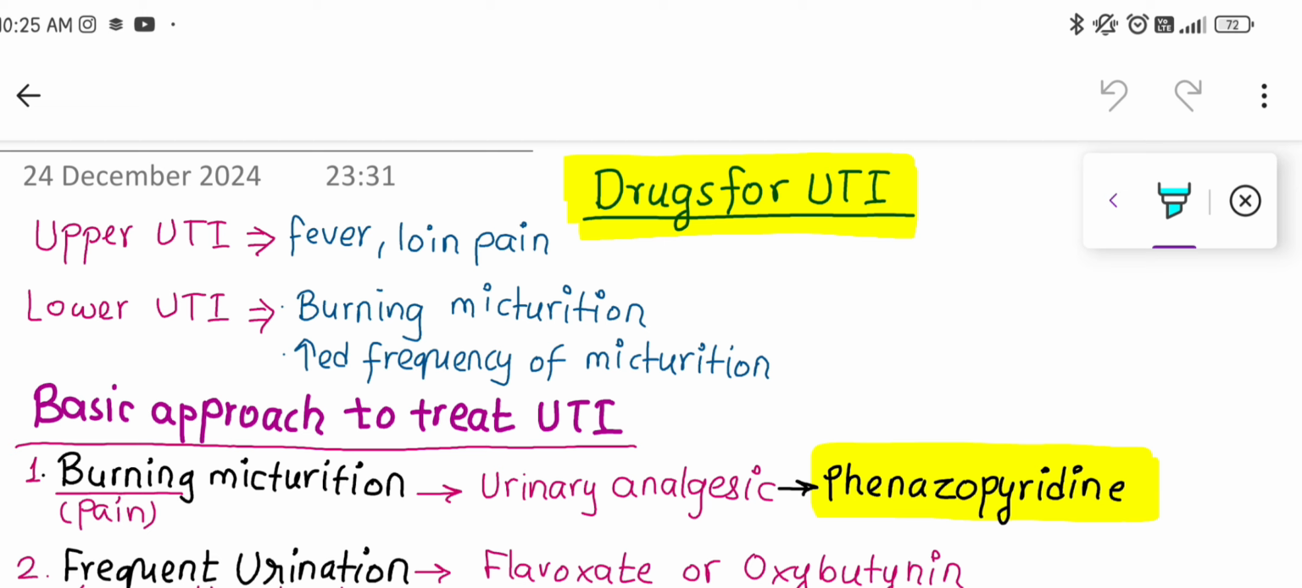A 35-year-old female, fever, abdominal pain, burning as well as difficulty in micturition. There is increased frequency of micturition since 2 days. Now what will be your diagnosis? So in this question there is what? Fever, abdominal pain, and burning micturition. There is pain during micturition, and there is an increase in the urgency and frequency of micturition. So it means it is a case of UTI, urinary tract infection.